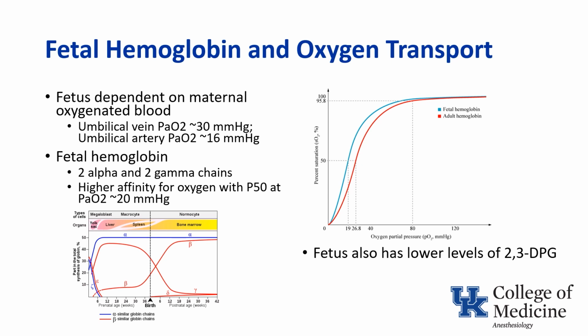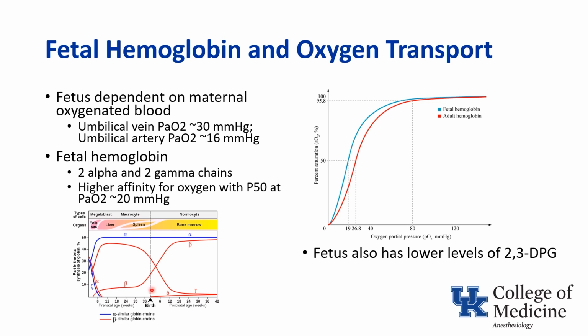The way that this provides adequate oxygenation and perfusion to the fetus is because of fetal hemoglobin, and that the fetus has predominantly fetal hemoglobin. Remember that normal adult hemoglobin, hemoglobin A, consists of 2 alpha and 2 beta chains, whereas fetal hemoglobin has 2 alpha and 2 gamma chains.